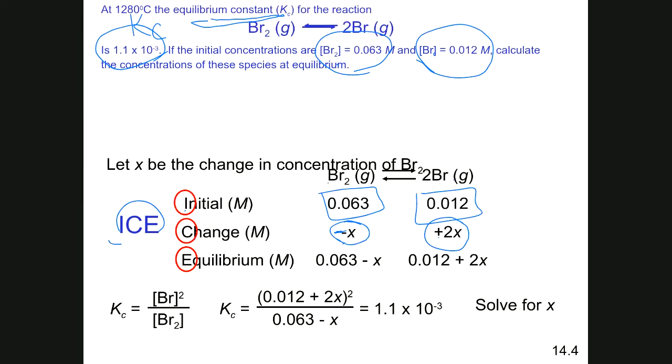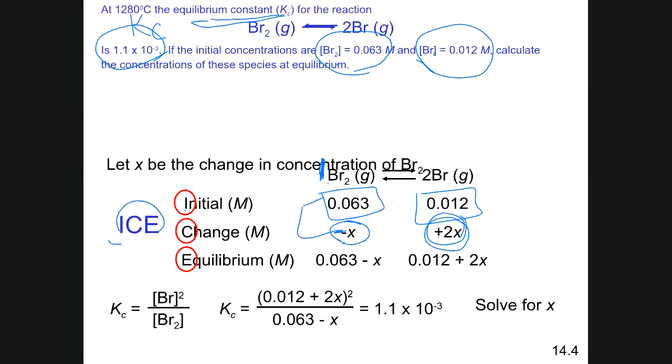We are using x. And how many x? Is it 1x, 2x, 3x? That corresponds to the coefficient. Coefficient for Br2 is 1, so this is going to be minus 1x. Coefficient for Br is 2, then the change is going to be plus 2x. So at the equilibrium, you add the initial and the change.